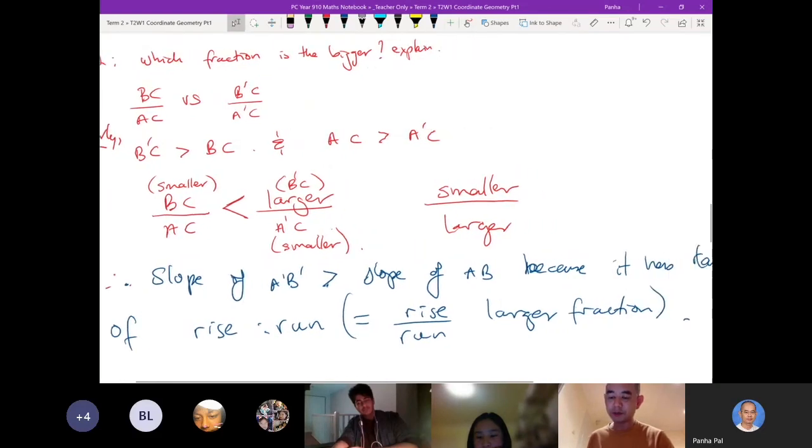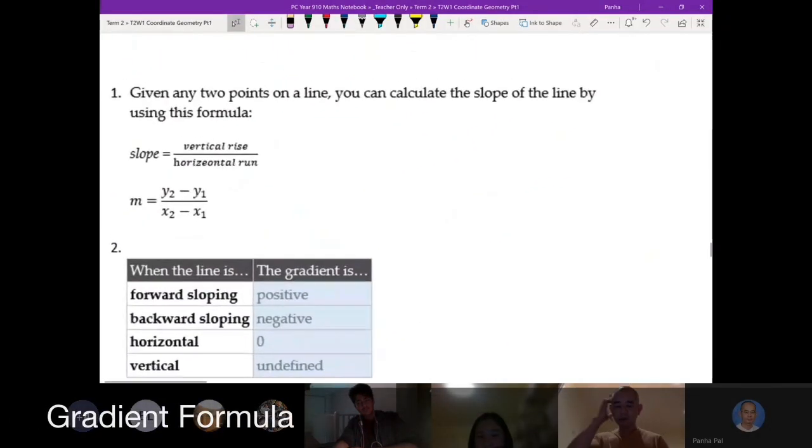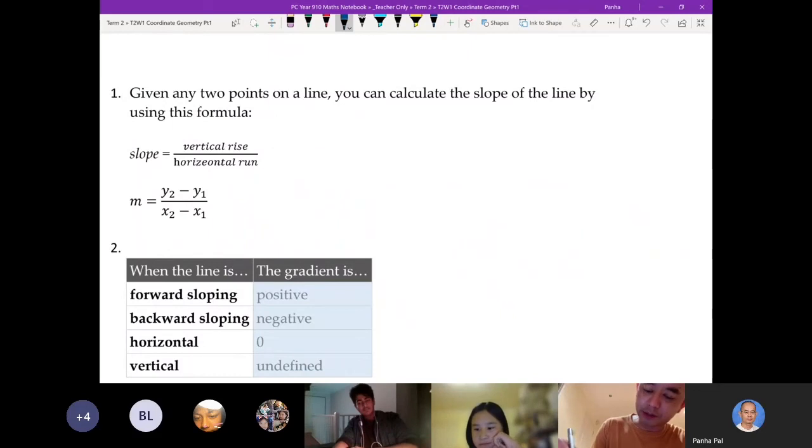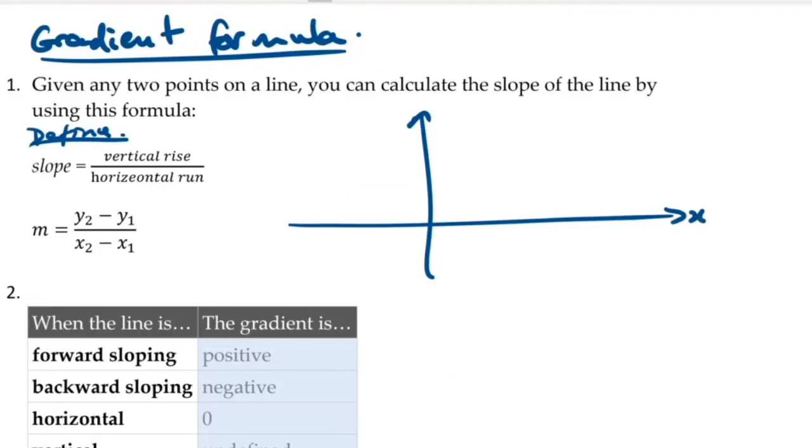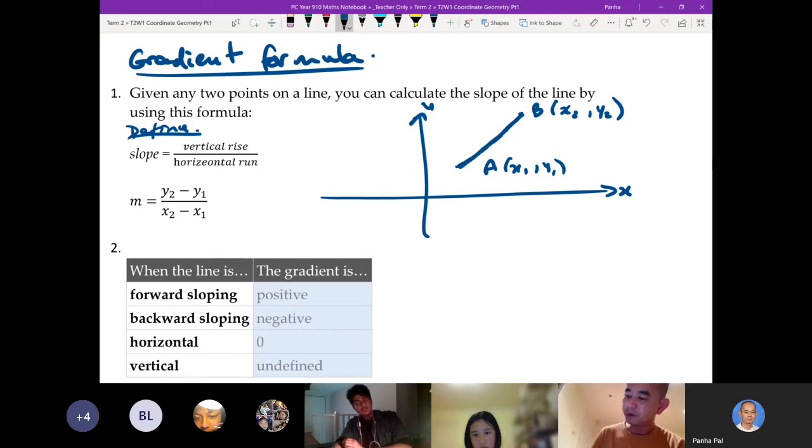I am now going to create a formula to calculate this. Now we're looking at the gradient formula. You're given any 2 points on a line. You can calculate the slope of the line by using this formula. So the slope, and this is the definition as we said before. Now I'm going to give you these 2 points on a Cartesian plane like this. Here's A (x1, y1) and B (x2, y2). I want you to calculate the value of the slope of AB.